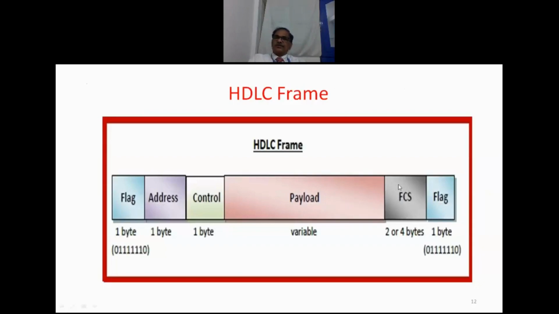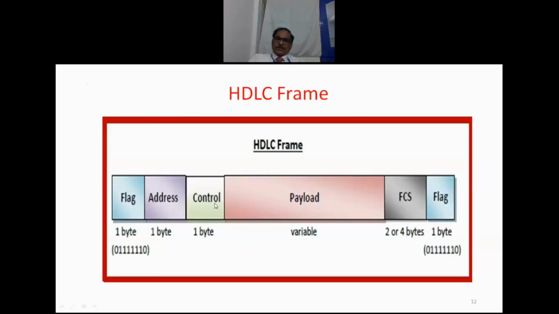Here it is used as either 2 bytes or 4 bytes, but most HDLC frames use 2 bytes as the frame check sequence, a 16-bit frame check sequence. The final field is the flag field, flag byte, which indicates the end of the frame. This indicates the end of the frame. So that is about the various fields.